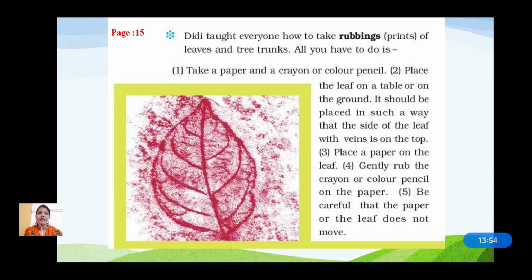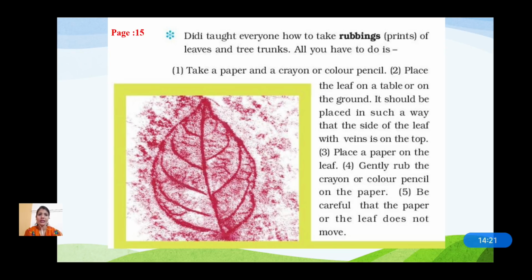Didi taught everyone how to take rubbings, means prints of leaves and tree trunks. All you have to do is take a paper and a crayon or a color pencil. Okay, place the leaf on the table or on the ground. It should be placed in such a way that the side of the leaf with veins is on the top. Okay, understood? I'll send you a video on this.